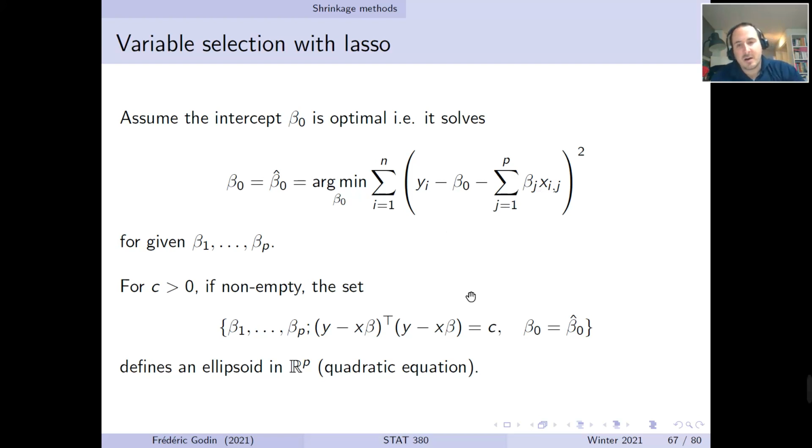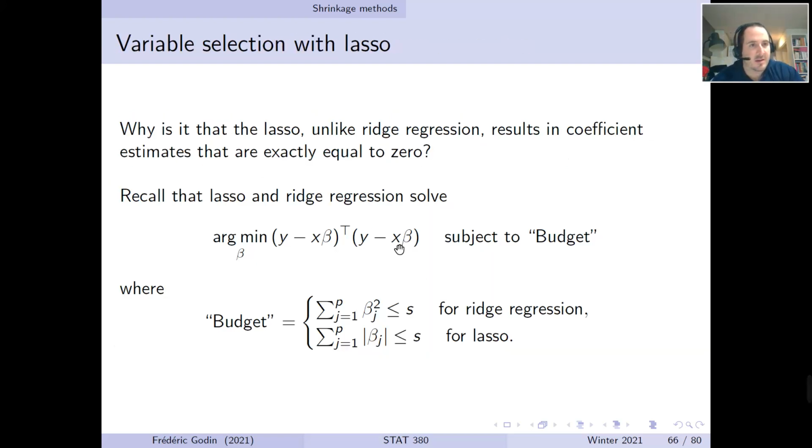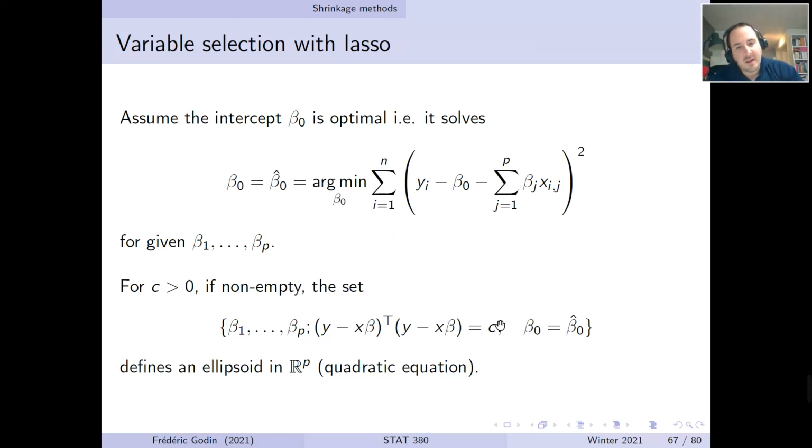So then what happens here, let's go back. Let's consider this quantity, the sum of squared errors. We can define the following set: the set of beta 1 until beta p, such that the sum of squared errors is equal to some constant c, where, once again, beta 0 is defined at its optimal value. So the set of betas which solve this defines an ellipsoid in R^p. Okay, so why is that the case? Why is it an ellipse in a higher dimension? It's because this is a quadratic equation. If you go back to your calculus class, for instance, we've seen that these quadratic equations define regions for beta which correspond to ellipses.